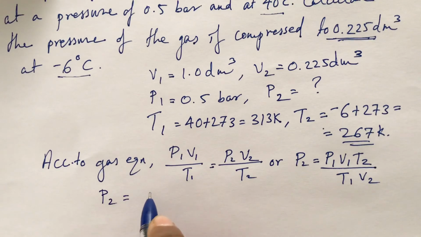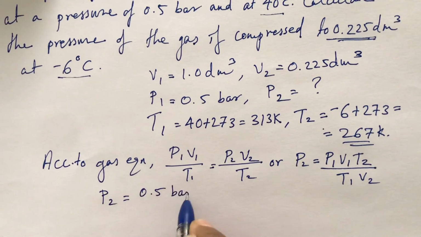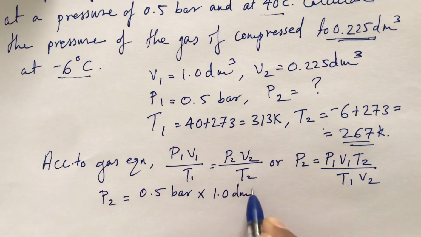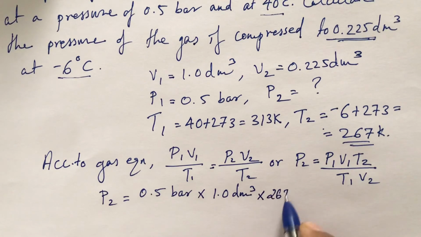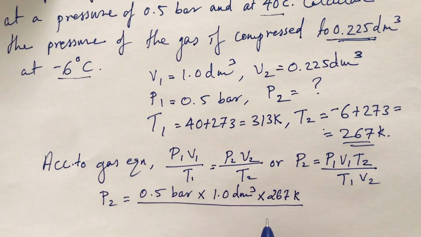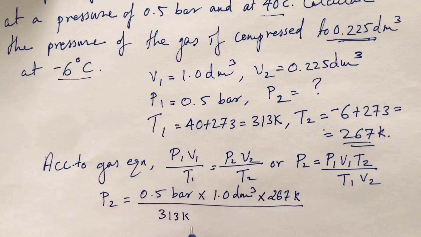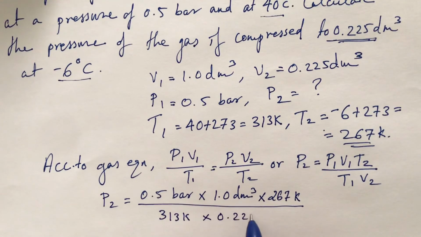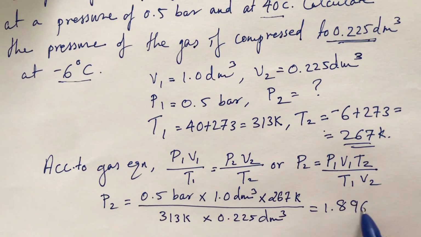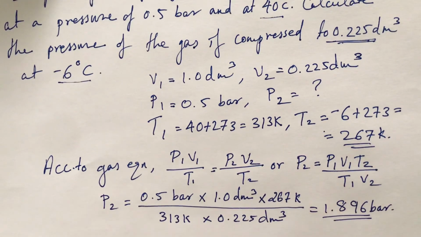On substituting the values, we get P2 is equal to what? P1 is 0.5 bar, into 1.0 dm cube, that is our V1, into 267 Kelvin, that is our T2, divided by T1 which is 313 Kelvin into 0.225 dm cube, that is our V2. On calculating, we get P2 as 1.896 bar.